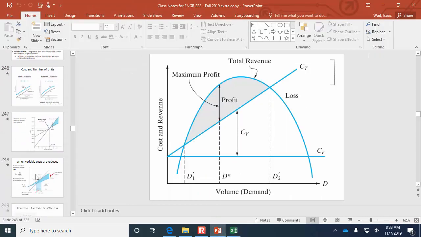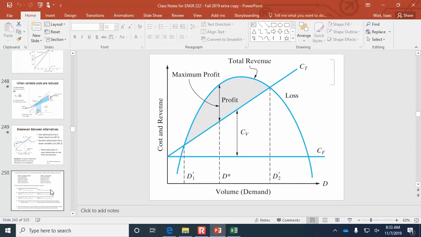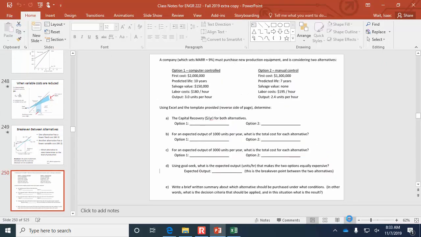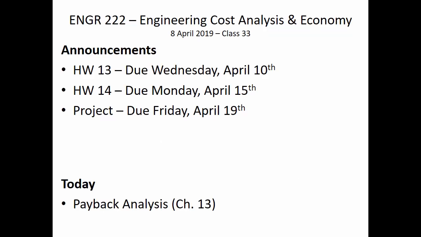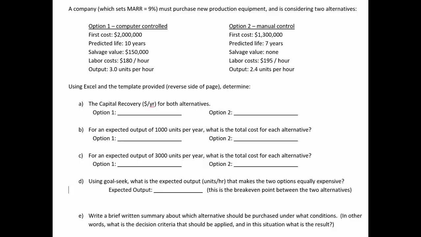Usually they'll be separate. Like today's in-class exercise, we're only doing the one. We're just doing the decision between two alternatives. Like if you're going to do a certain amount of volume, should you choose option A or option B? Now I've got an Excel template on the back side of the page where I suggest how to set things up in order to answer these questions. So a company has equipment to produce something.